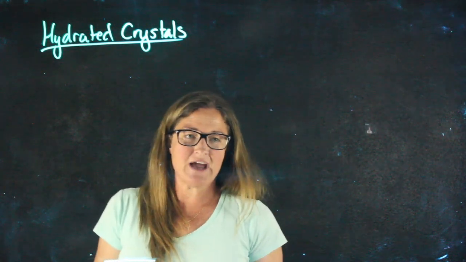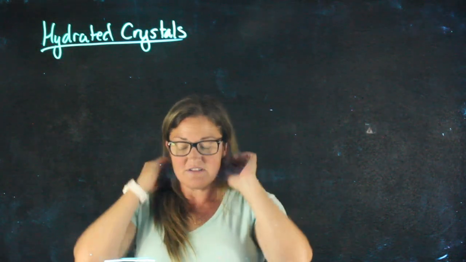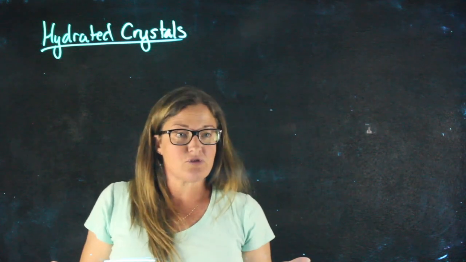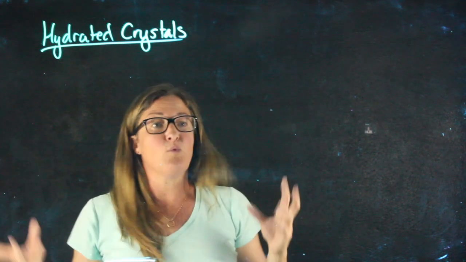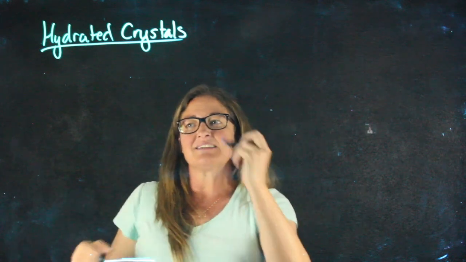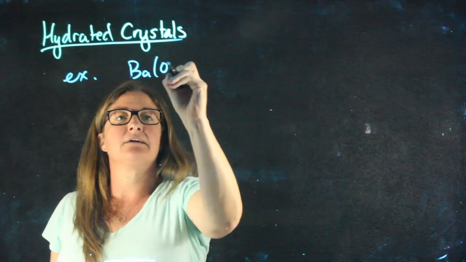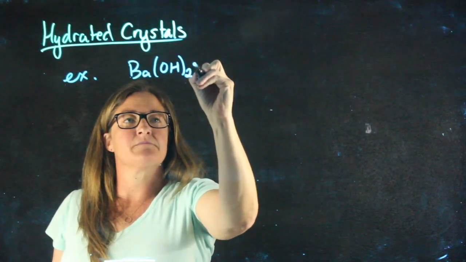First, an introduction as to what a hydrated crystal is. Hydrated crystals are actually pretty cool. It looks like a powder and it looks really dry, but if you heat it, you'll see water leave. An example of a hydrated crystal is barium hydroxide octahydrate.